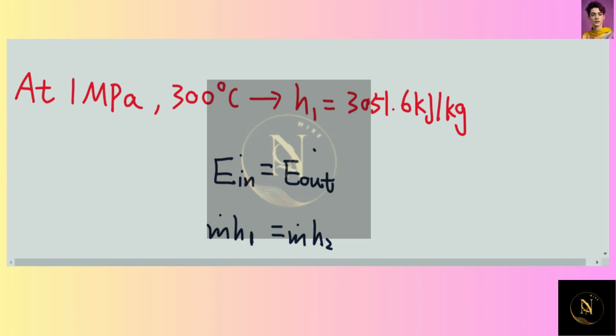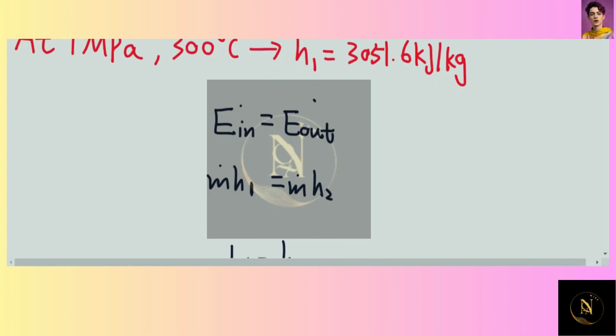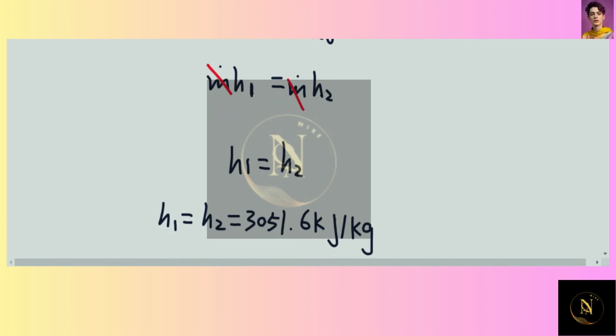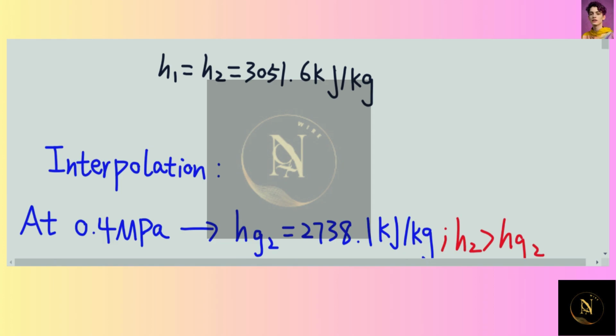So now let's apply the energy balance equation, which will have E dot in is equal to E dot out, which is equal to m dot h1, which is equal to m dot h2. And as you can tell, m dot here can be cancelled out. Therefore, we have h1 is equal to h2, which means that the enthalpy is constant through the process. So I have h1 is equal to h2 is equal to 3051.6 kilojoule per kilogram.